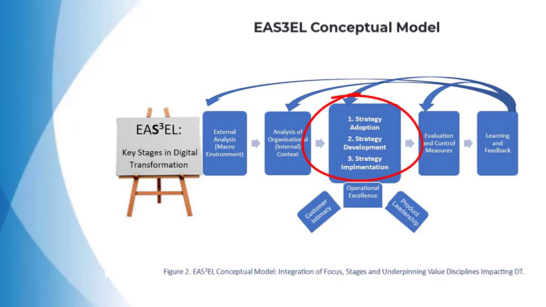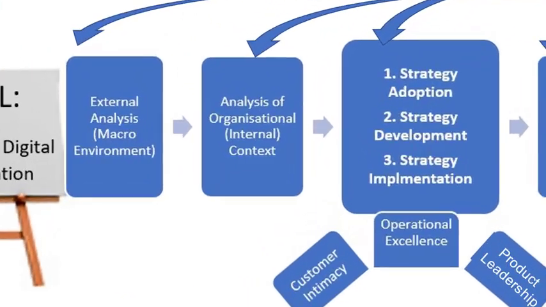And as you can see along the bottom, we have the underpinning value disciplines which can impact your digital transformation, which are customer intimacy, operational excellence, and product leadership. And I will explain each of these in a wee bit more detail afterwards. The next step of the EAS3EL model is your evaluation and control measures, and the final step is in relation to the learning and feedback throughout the whole process. So now let's break the EAS3EL Conceptual model down in a wee bit more detail.